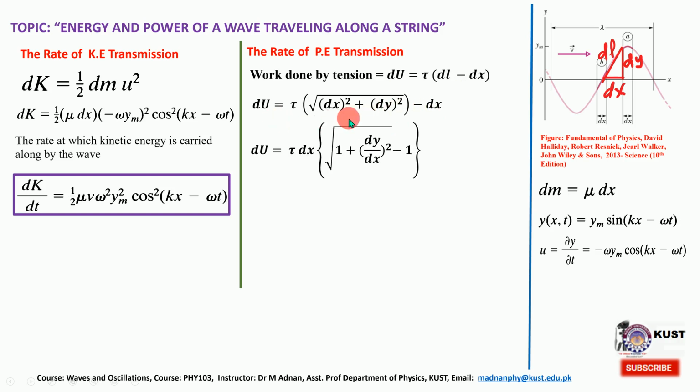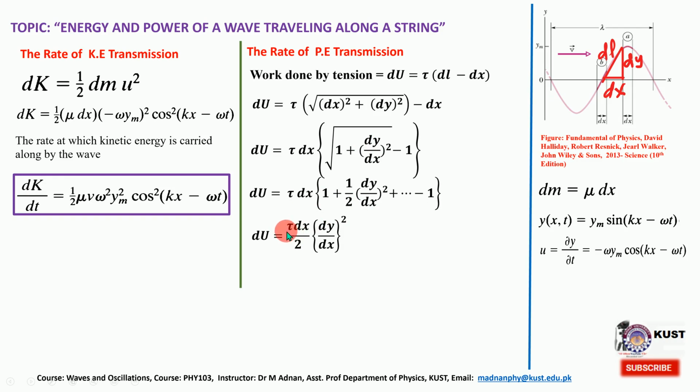Now we need to mathematically simplify this expression by taking dx common, so that we are left with this expression, and then using the binomial expansion, since this dy over dx is a small thing, one can ignore the higher terms. This 1 and 1 cancel out, and we will be left with this.